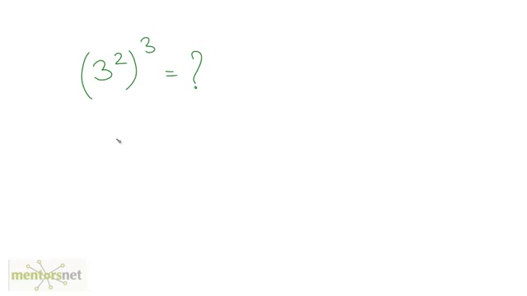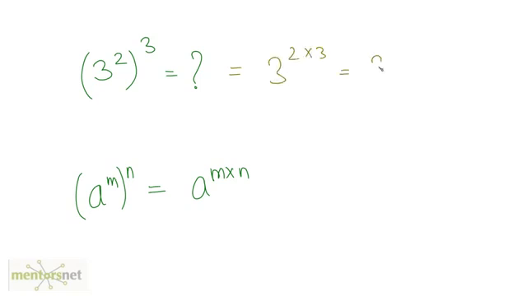Let us move on to the next law. If you have a raised to m raised to n, then you can write it as a raised to m times n. So the value of this expression will be 3 raised to 2 times 3, and that is equal to 3 raised to 6.